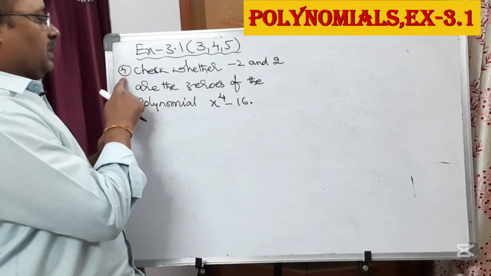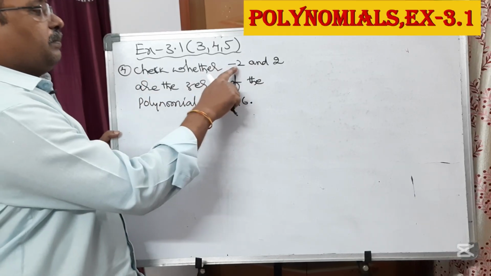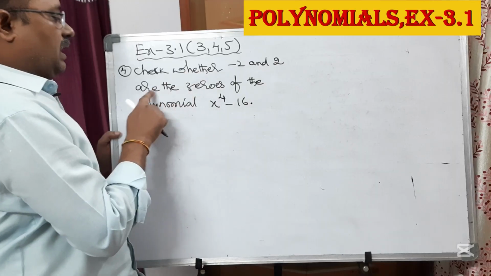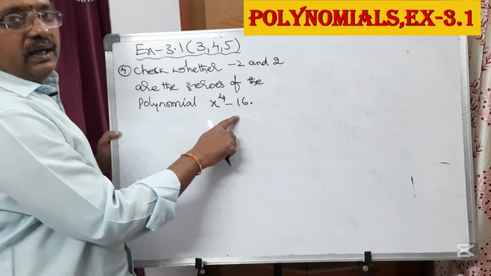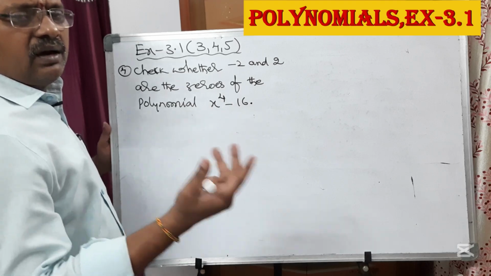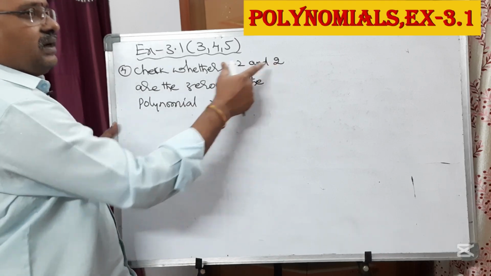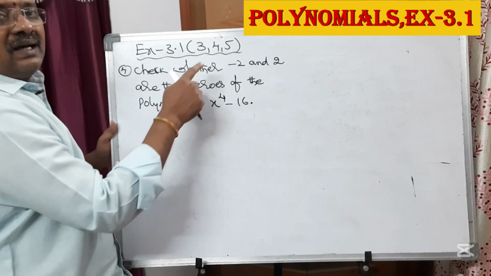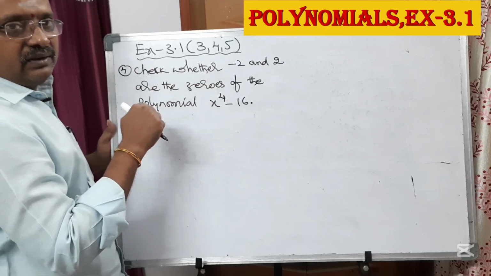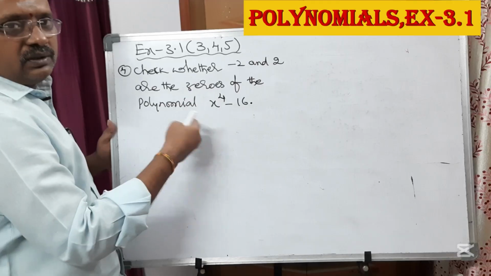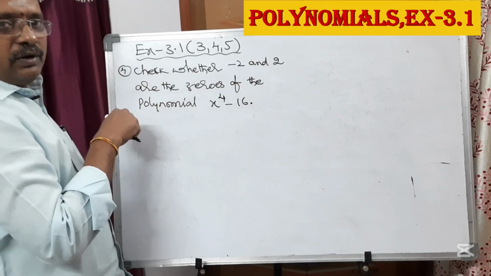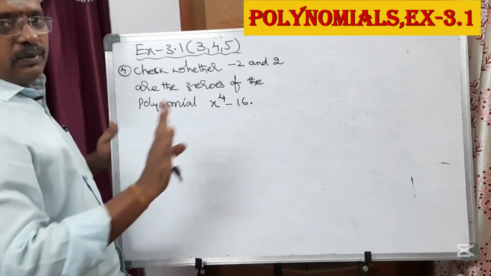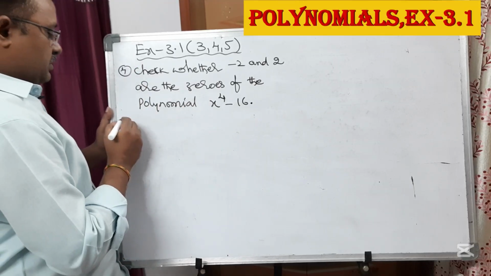Next problem, fourth one. Check whether -2 and 2 are the zeros of the polynomial x power 4 minus 16. Okay, Nana. How to do? How to check the given numbers whether they are zeros or not? Take them as variable values, x values, substitute, simplify. If the polynomial is 0, it is a 0 of the polynomial, otherwise not a 0 of the polynomial. Okay, na? Let us do.